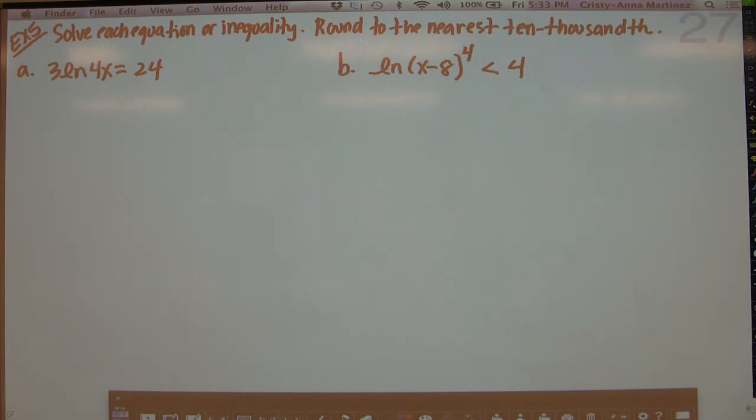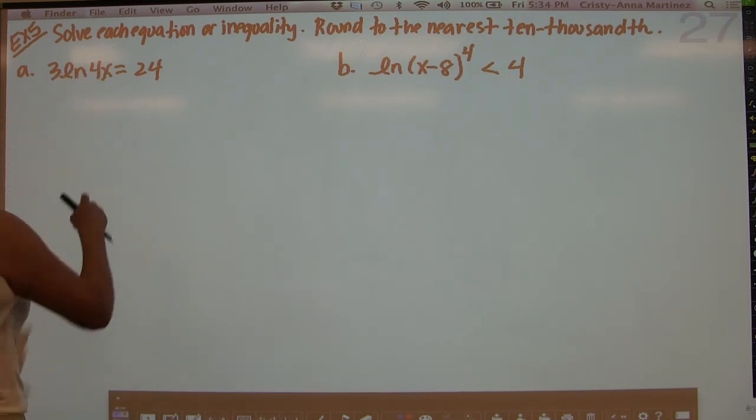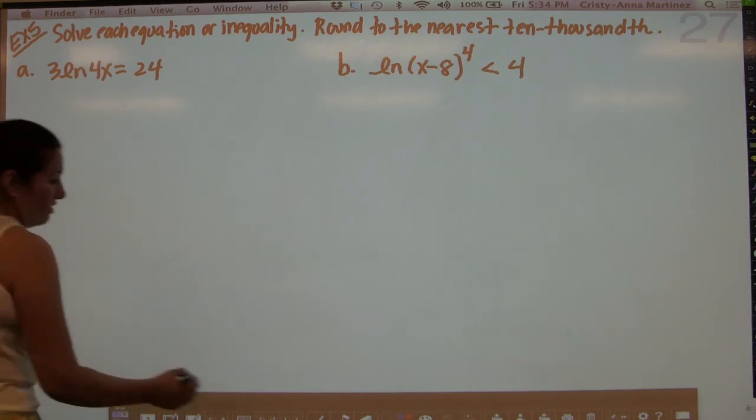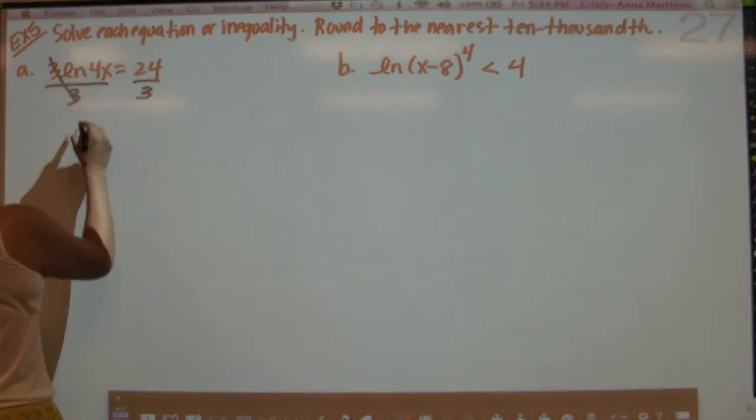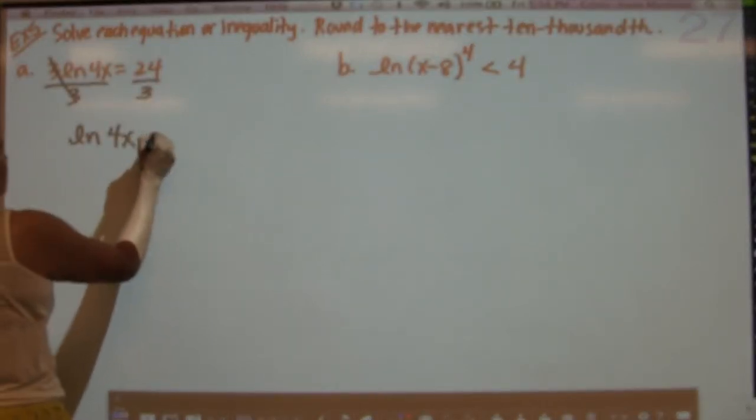So in the last example, we solved an equation that had an exponential with a log, but now we want to solve a log with an exponential. So again, there are some different approaches to how people like to do this. I think the first thing that I would do in part A is, some people can try to make the 3 be the exponent over here, but since I know that 3 goes evenly into 24, probably the best thing that I can do is to divide both sides by 3, and then that'll give me ln 4x equals 8.